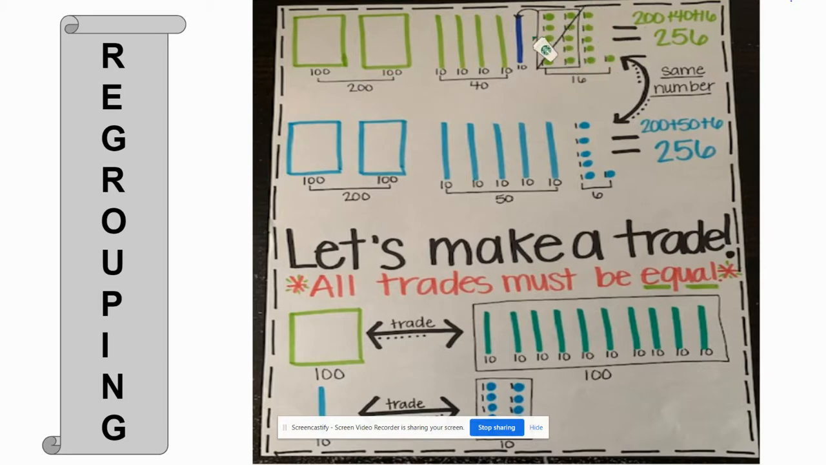Well, like we talked about before, we can't have 16 ones. So we have enough to make a 10. So you're going to cross off the 10. We're going to trade it. So that is where the arrow goes here, and that is going to make 1 ten block. So now we would have 5 tens, and then we would have 6 ones. So if we were to write that out and expand it, we have 200 plus 50 plus 6.